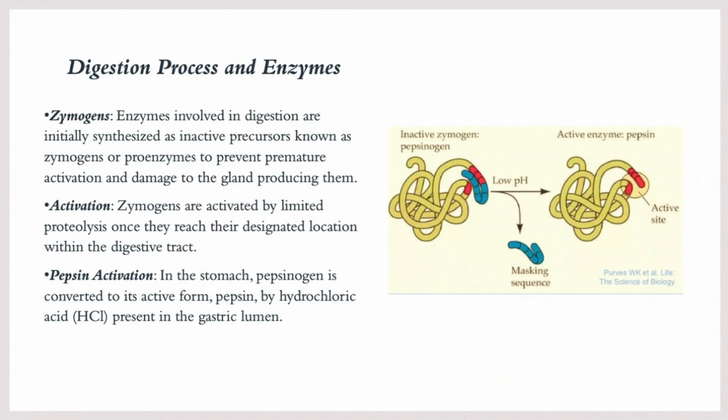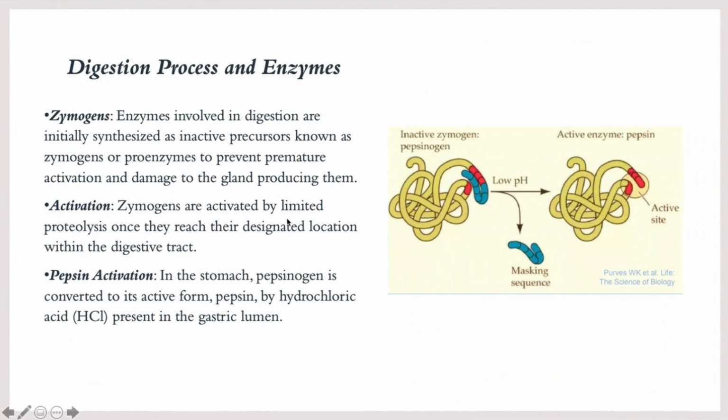But basically, the enzymes involved in digestion are initially called zymogens or proenzymes. These are contained by the glands, and they are only activated once they leave the glands. This is because if they were activated whilst still in the glands, they could damage the glands. So zymogens are only activated once they've left the glands and there is a change within their environment which causes them to become activated.